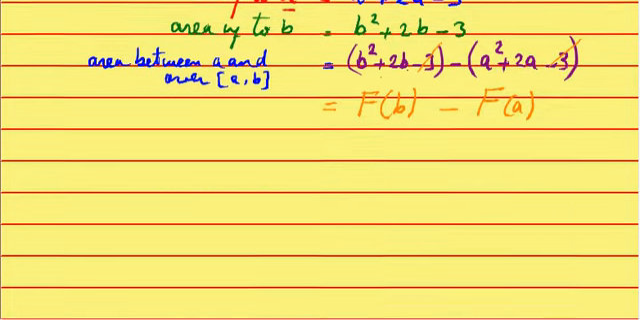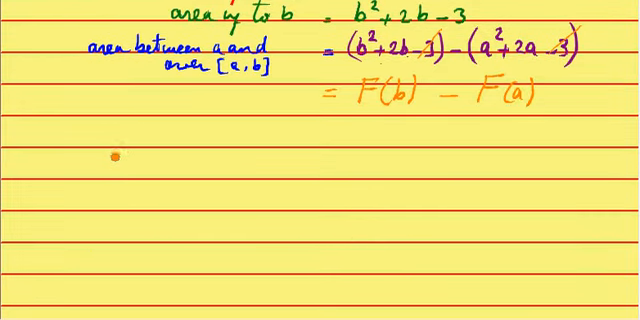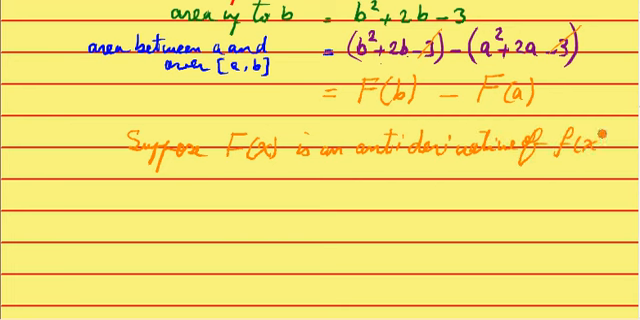So let's go ahead and write this thing down. Suppose F of x is an antiderivative of little f of x. What does this mean? It means if I take F and differentiate it, I'm going to get the little f. So that's the meaning of that. Don't get confused. Don't go in the opposite order. The derivative of capital F is little f.